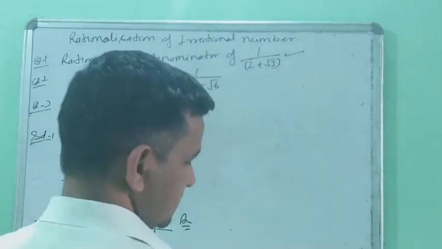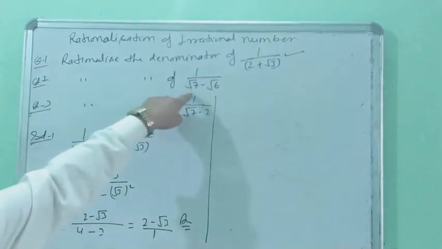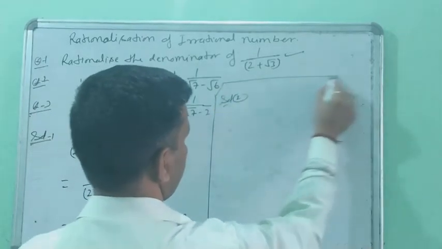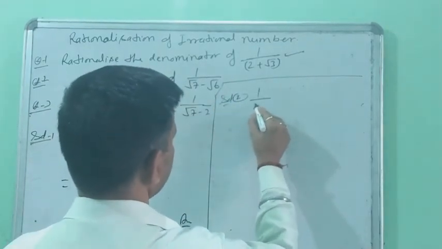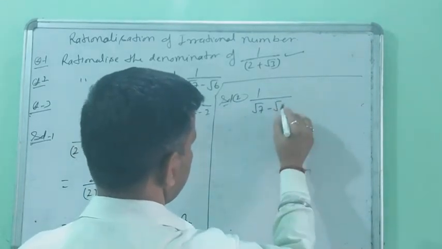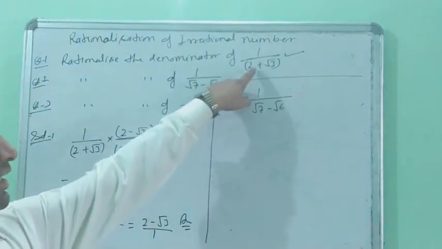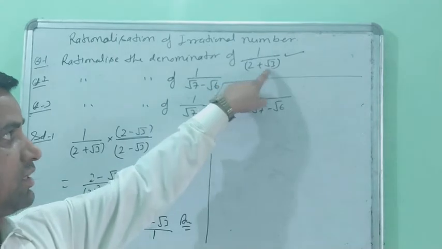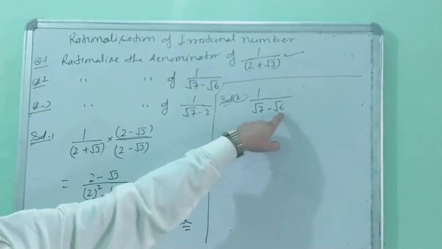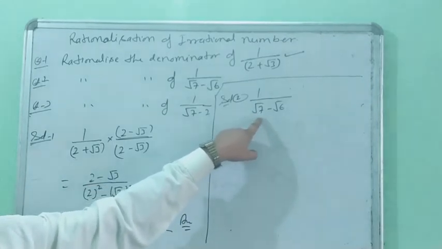Same question here, next. Question number 2: rationalize. Solution number 2: 1 upon root 7 minus root 6. This question is also in the irrational form. In the previous question, one was irrational and one rational, but in this question both are irrational. Irrational minus irrational, but you are not subtracting. You are doing rationalize here, not subtracting.